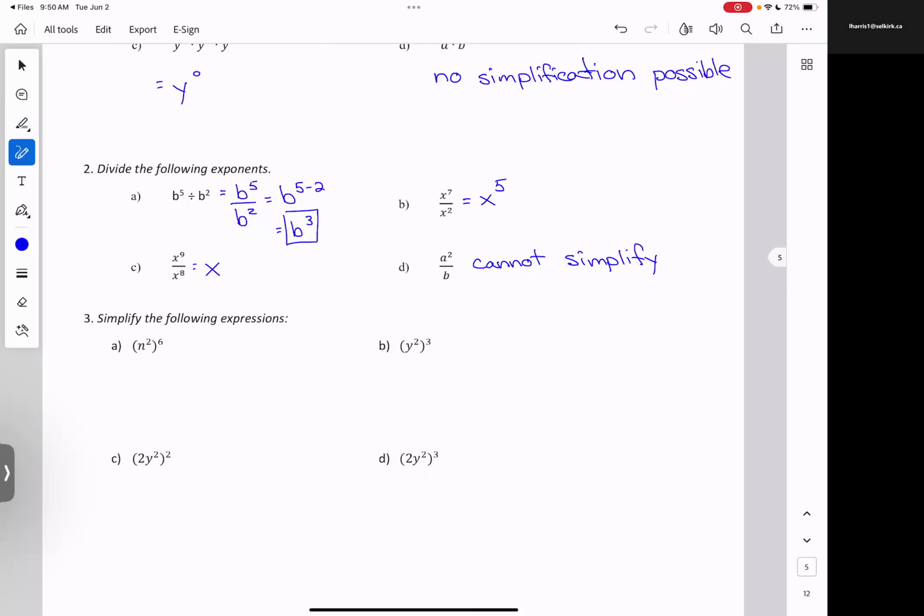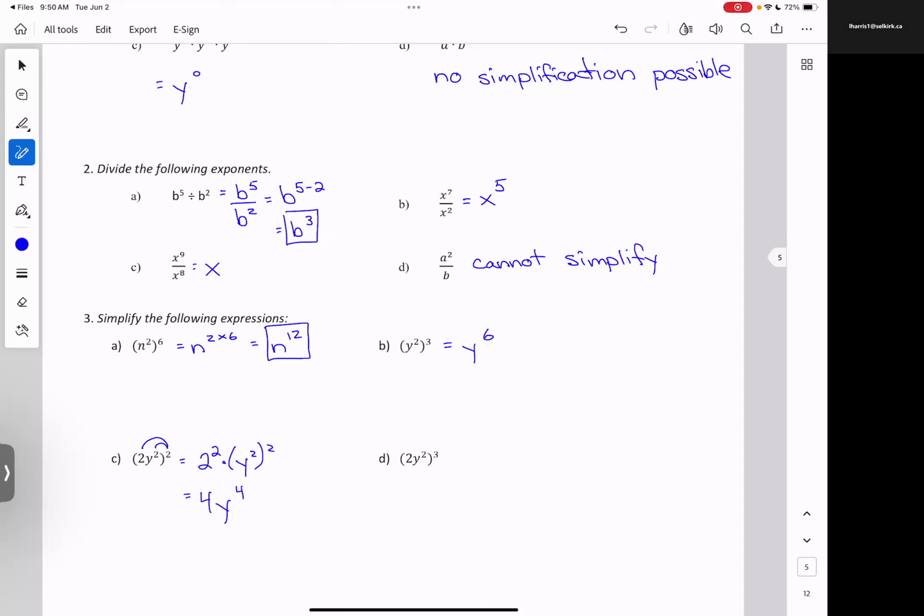All right. Next, we have some powers of powers that we're multiplying. So when we have powers of powers, we multiply our exponents. That first one would be n to the power of 2 times 6, which gives us n to the power of 12. The next one, when we multiply, we would get y to the power of 6. In C, remember to distribute out that exponent because it applies to the 2 and the y squared. So we would have 2 to the power of 2 times y squared squared, and that gives us 4y to the power of 4.